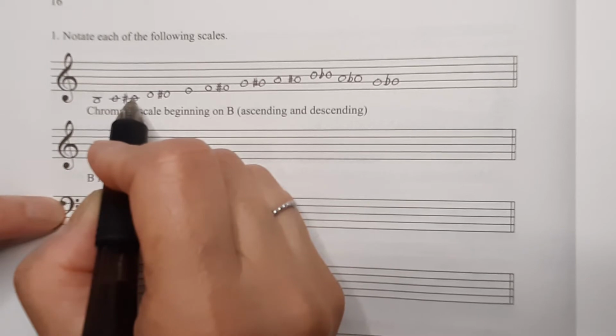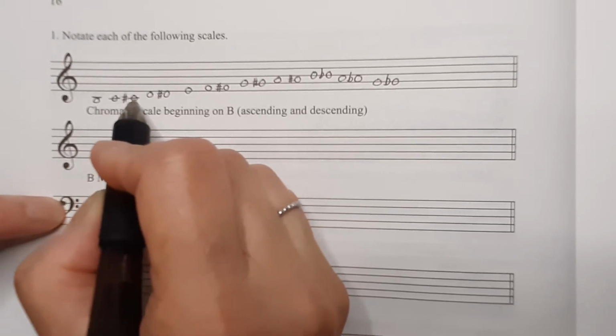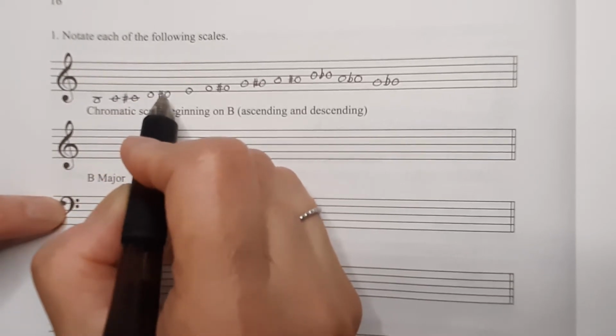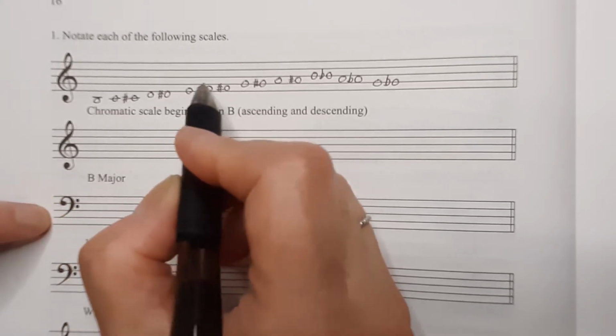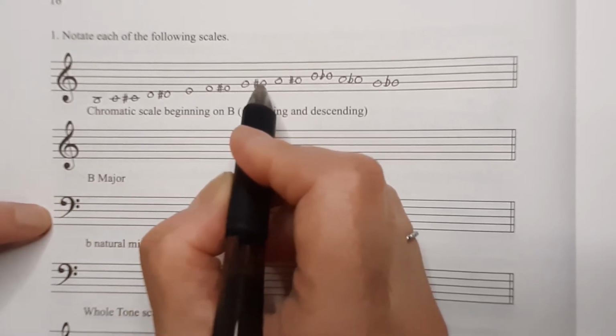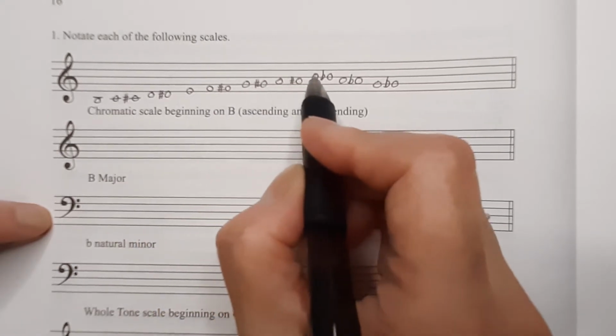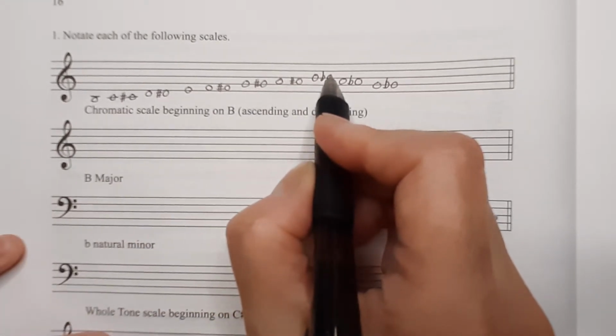C to C sharp. That's a black key. C sharp to D, D to D sharp. Again, D sharp to E. And there's no black key after E, so there's F, F sharp, G, G sharp, A, A sharp, B. Okay, we did it up to the top, right?